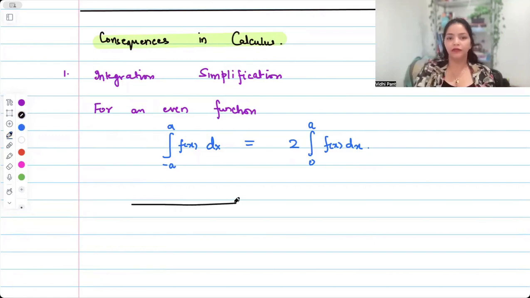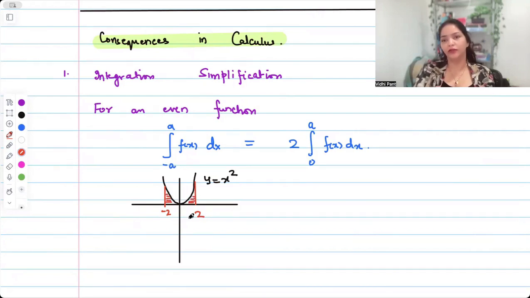For example, if you take y = x², and per se, if you're interested in figuring out the area from -2 to 2, you will see that the area under the curve here is same as area under the curve here. So you can just twice it, right?